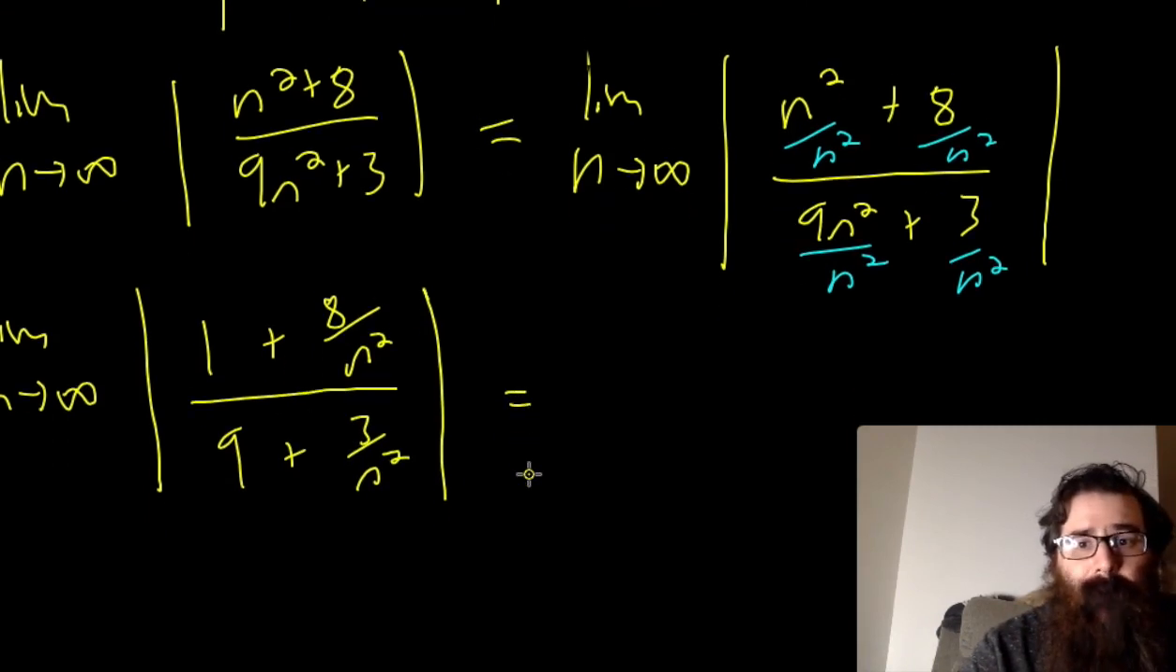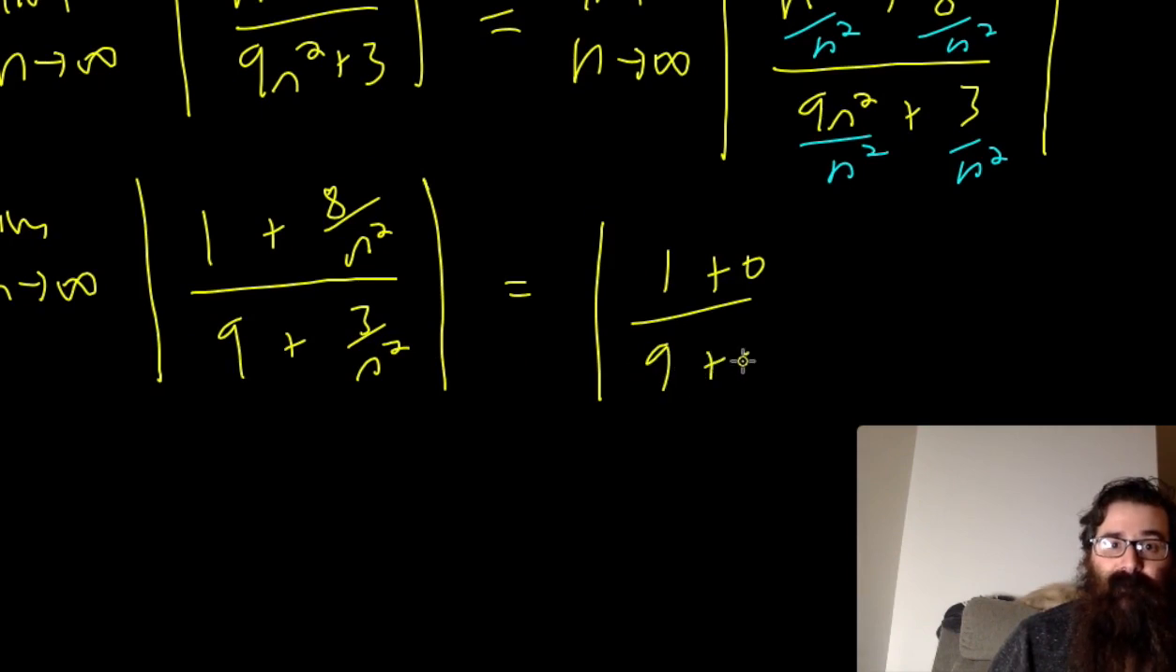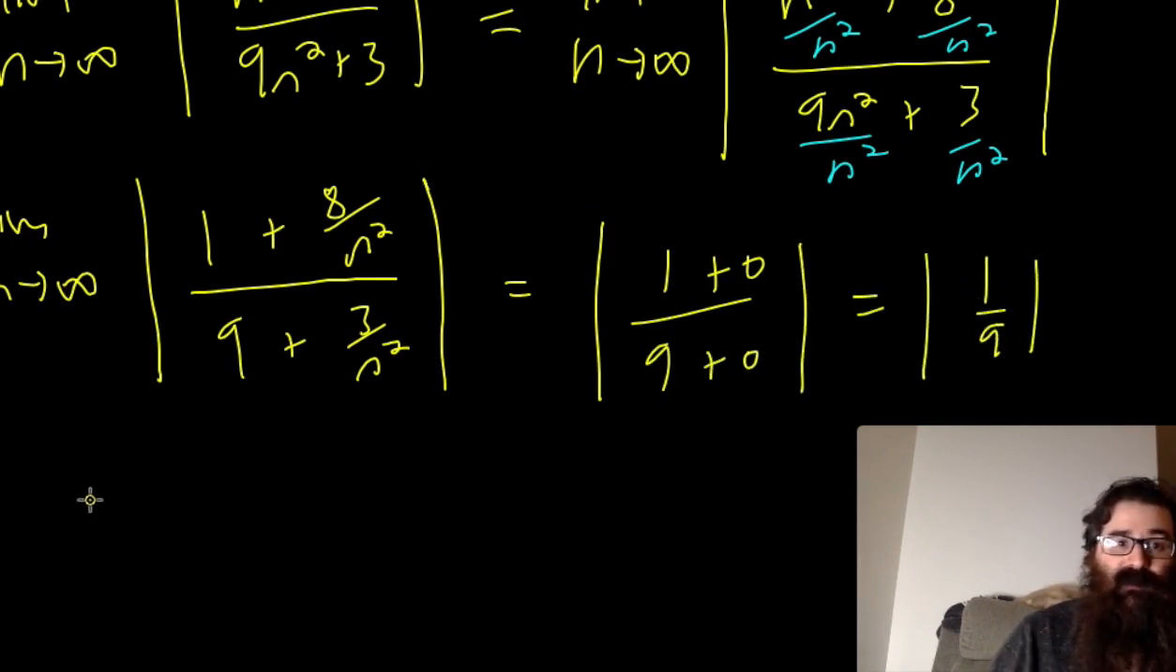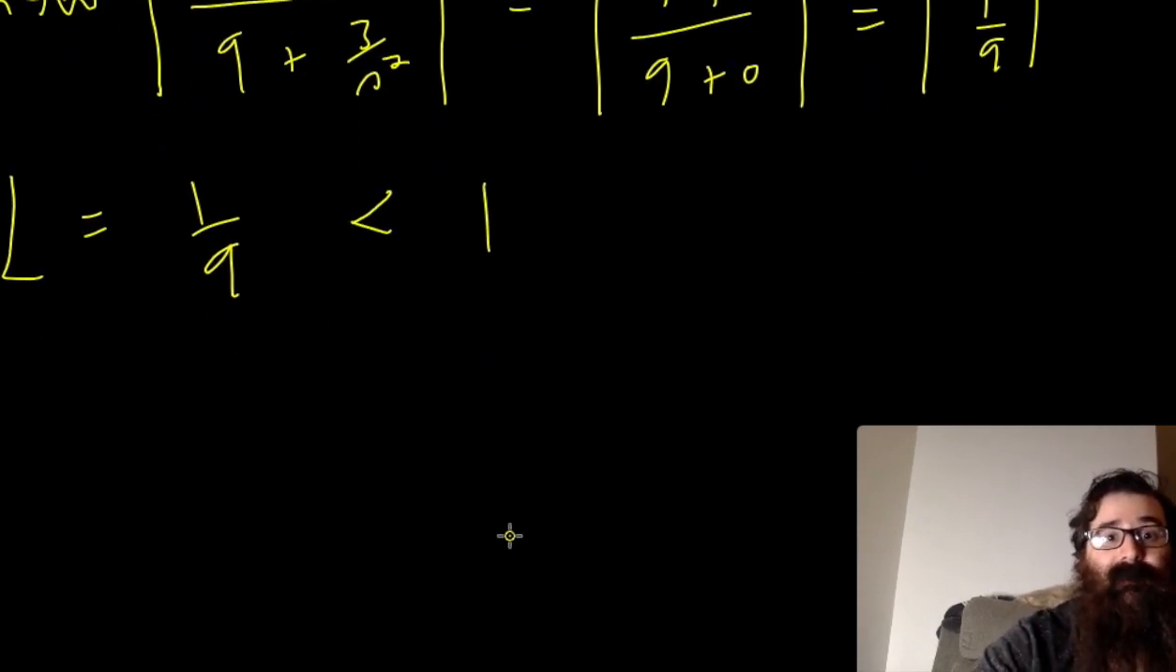And I can take a look at what happens as n goes to infinity. As n goes to infinity, 8 over n squared goes to 0, 3 over n squared goes to 0. So I get the absolute value of 1 plus 0 over 9 plus 0. That's the absolute value of 1/9, which is going to give me 1/9. And this is our value, capital L. So I'd say capital L is 1/9, which is less than 1, smaller than 1, which means we have absolute convergence.